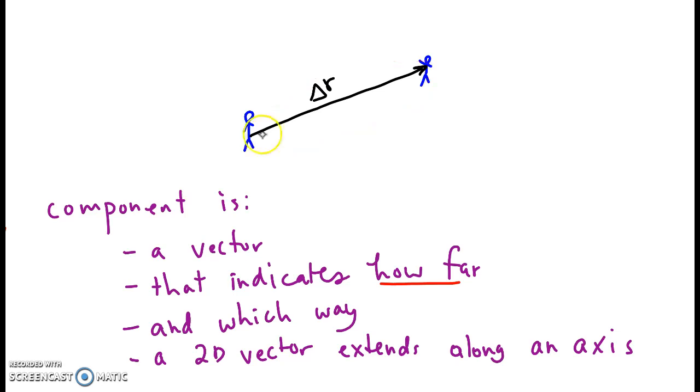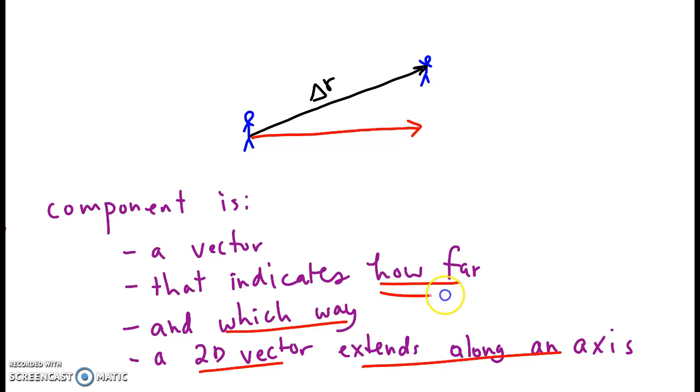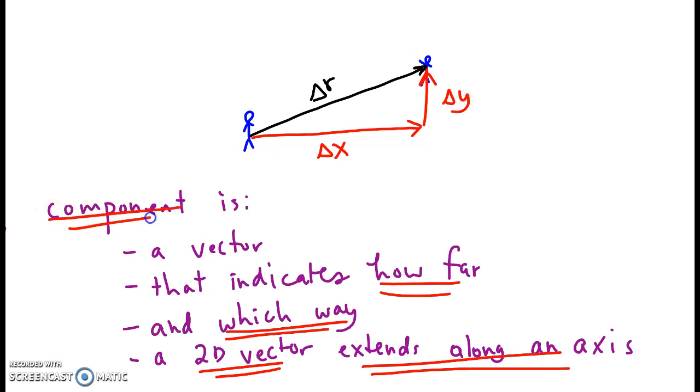You would say, oh, delta r extends this far. And then if I asked you which way does that delta r go on the axis, you would say, oh, it goes this way. And if I asked you how far does it extend delta r on the y-axis, you would say delta r goes this far along the y-axis. And if I followed it up by asking which way does it go on the y-axis, you'd say up. So these two vectors that we just drew are the components by the definition that we've just put down.